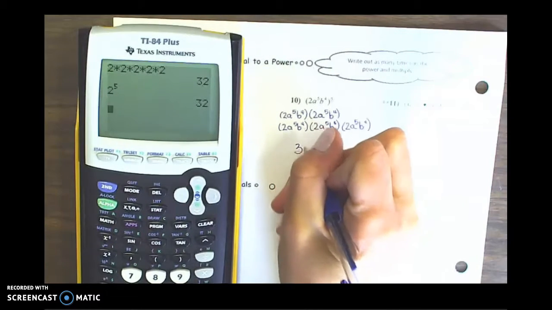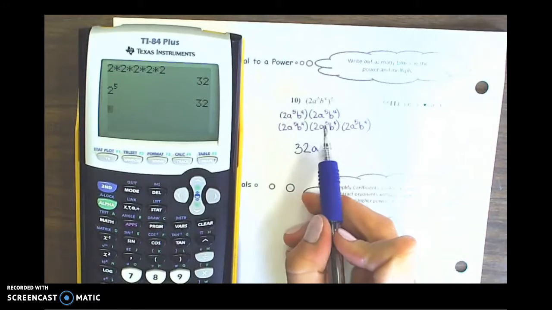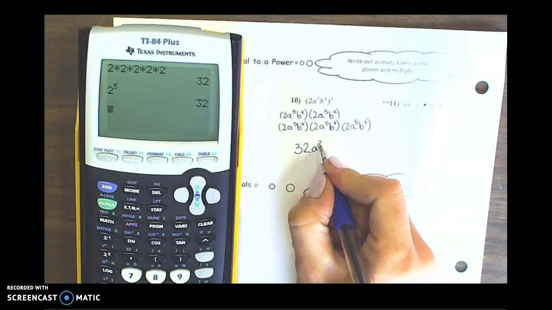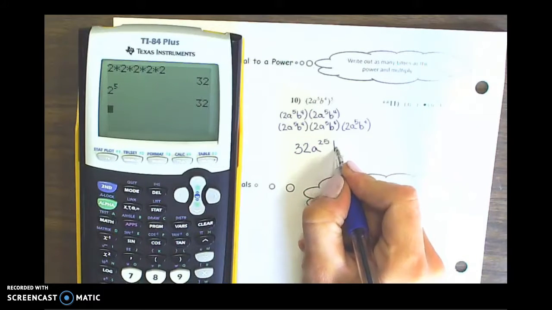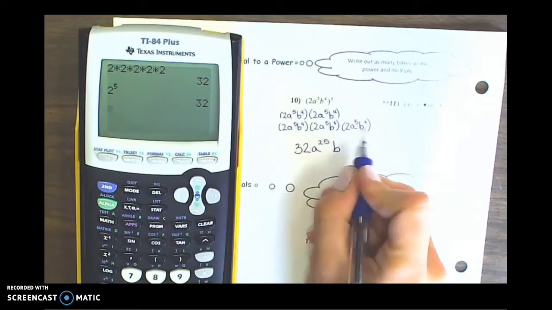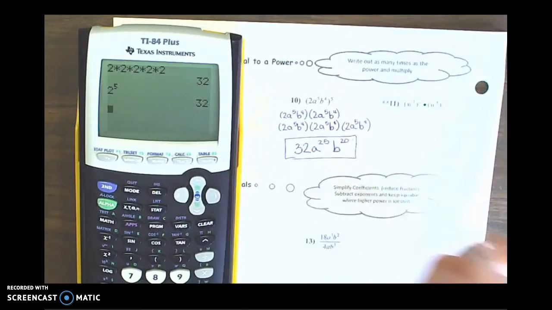So we have 32. Now for A, we have a 5, 5, 5, 5, 5. So 5 plus 5 plus 5 plus 5 plus 5 gives me 25. And then for B, we have 4 plus 4 plus 4 plus 4 plus 4, so there's 4 five times, which gives me 20. And we've got it.